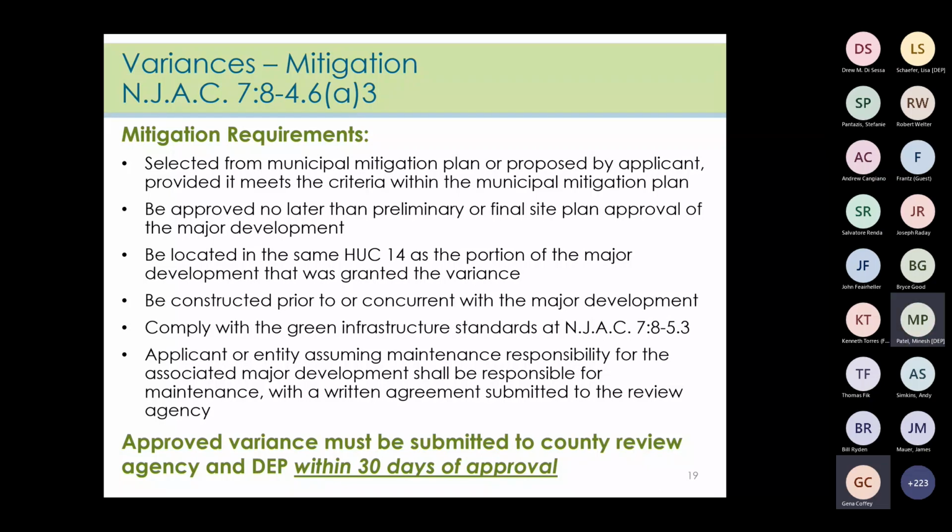It must be located in the same HUC 14. Must be constructed concurrently or prior to the major development. Must meet the green infrastructure standards. And the entity assuming the responsibility of maintenance for the project must submit a written agreement to the review agency. And lastly, the approved variance must now be submitted to the county review agency and DEP within 30 days of approval.